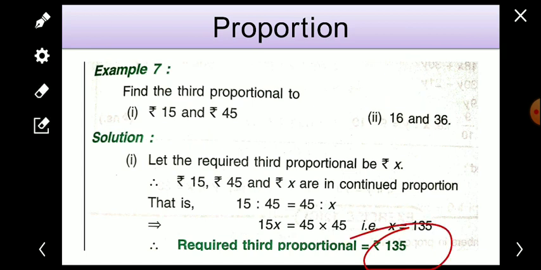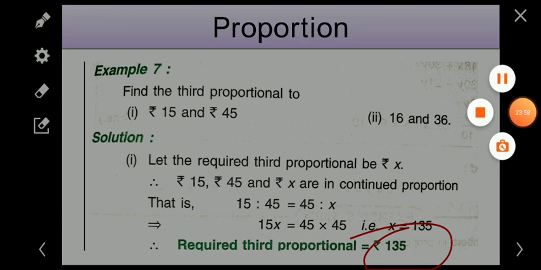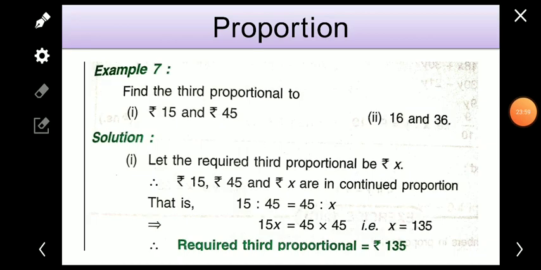So I hope that you understood these things. This was the last example of the chapter. So I hope that you have understood all the concepts of proportion. So first practice all the examples. Examples are also very important, because examples are also questions only. So practice all the examples and then do the exercises.